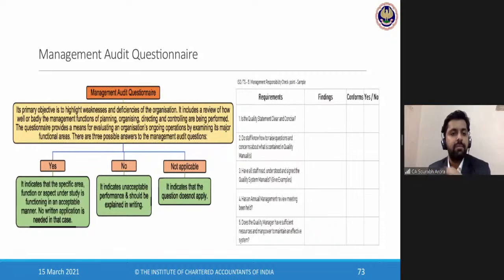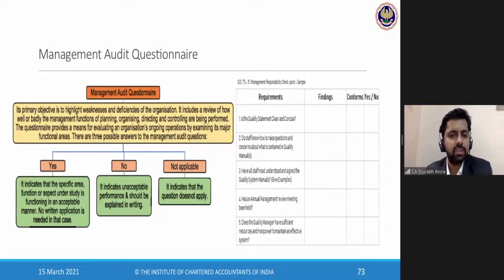The primary objective of the management audit questionnaire is to highlight weaknesses and deficiencies. Basis these weaknesses and deficiencies, you will suggest recommendations for remedial actions. It includes a review of how well or badly the management functions of planning, organizing, directing, controlling, and coordinating are performed. The questionnaire provides a means for evaluating an organization's ongoing operation by examining its major functional areas.